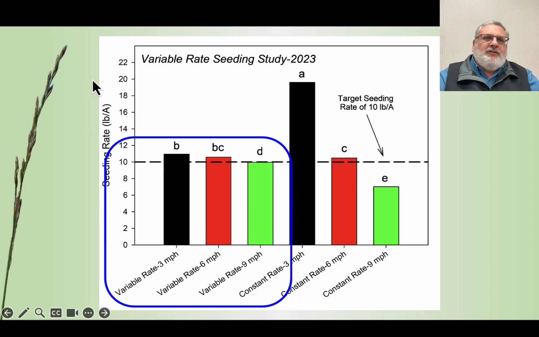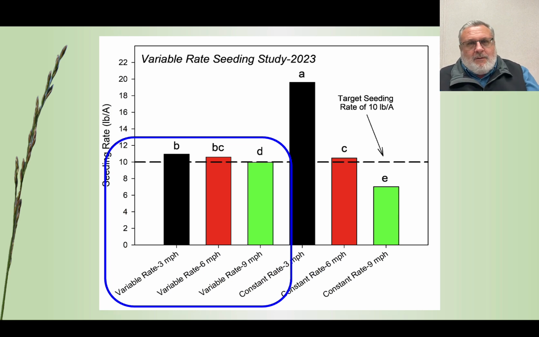This is seeding rate here, and this black line is our target seeding rate of 10 pounds per acre. This first half of the graph is when the variable seeding rate mechanism was engaged on this seeder. What we found was whether we slowed down to 3 miles an hour or sped up to 9 miles an hour, we were always within 10% of our targeted seeding rate. That worked amazingly well. I did not anticipate it working this well.